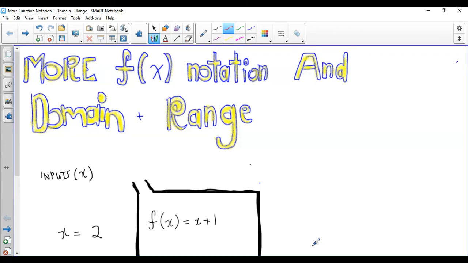All right, so this short lesson will just deal with more questions involving function notation and domain and range.